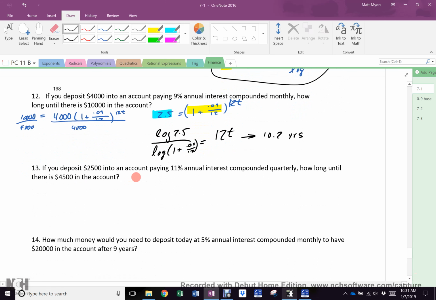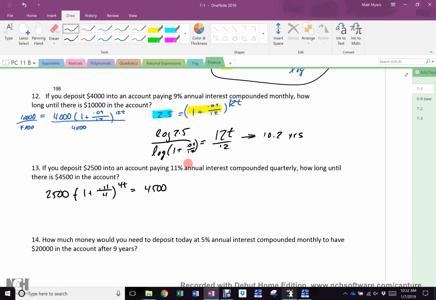I deposit 2,500, so 2,500 times 1 plus 0.11 over 4. And how long until 4,500 in the account? 4t. That's going to equal 4,500. And then, same as this, you just solve it. Okay? When you get your final answer from the logs, you have to remember to divide by 12. You could do it all at once if you were really good. You could have divided that by 12 if you're really good with your calculator. You can do it all in one step. I don't recommend that.